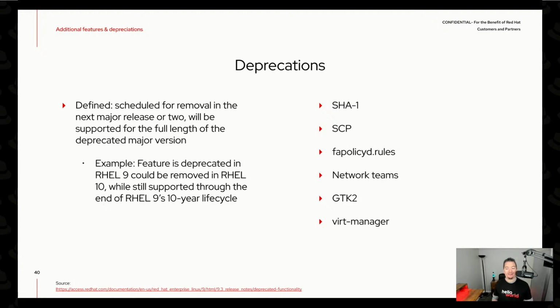Some things, for example, network teams are deprecated in RHEL 9, and I believe that's targeted for removal in RHEL 10 because instead of configuring a team, you can just configure a bond and get a lot of the same performance gains. Things like GTK2, the Vert Manager has largely been replaced by the web console. Things like SCP, this is one I still struggle with. It's going to take a long time for me to retrain that muscle memory not to type SCP, but to type SFTP instead, as well as SHA-1.